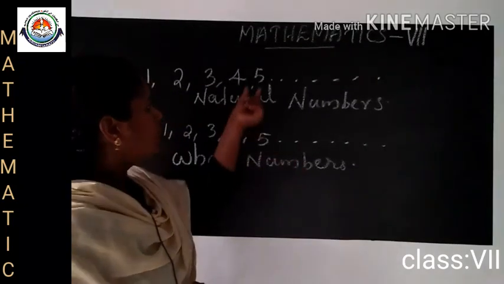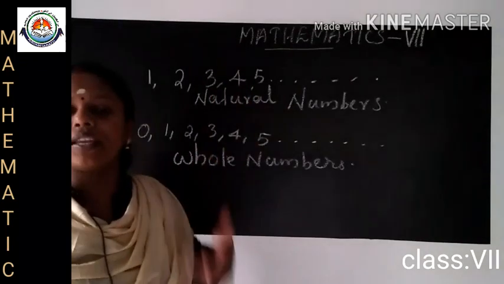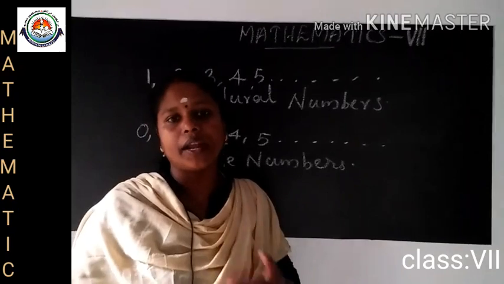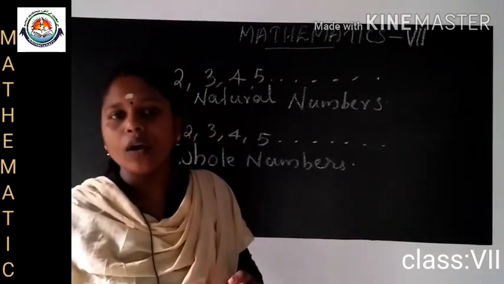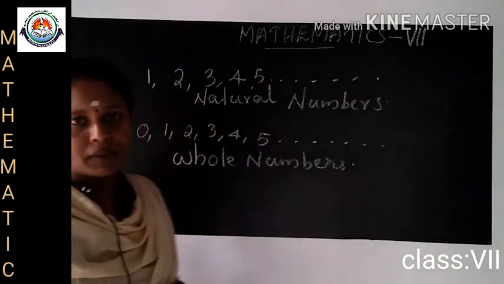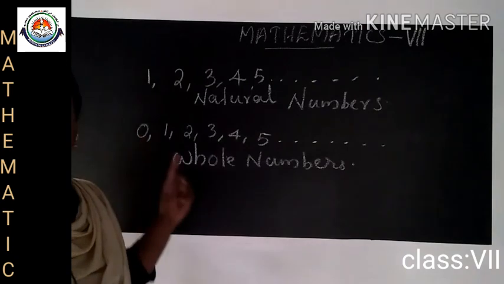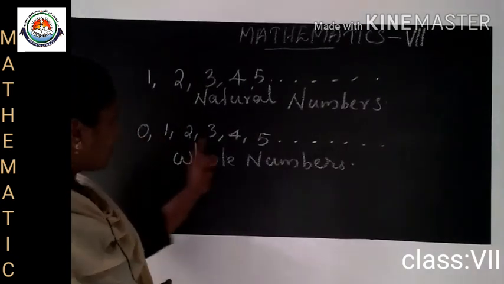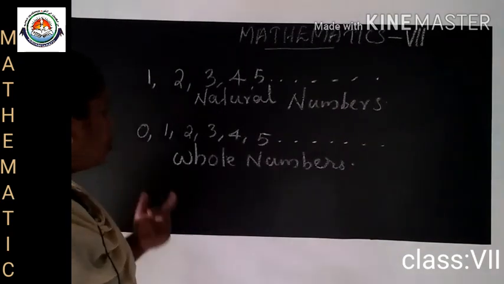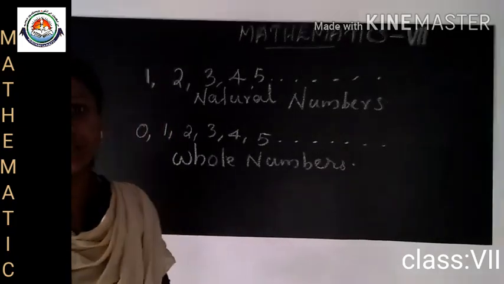So we have natural numbers and whole numbers that we already studied. 4 is a natural number and also a whole number. All natural numbers are whole numbers, but all whole numbers are not natural numbers. Listen, 0 is a whole number, but it is not a natural number. All other whole numbers are natural numbers, so all the whole numbers except 0 are natural numbers.